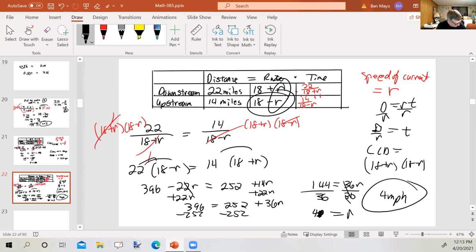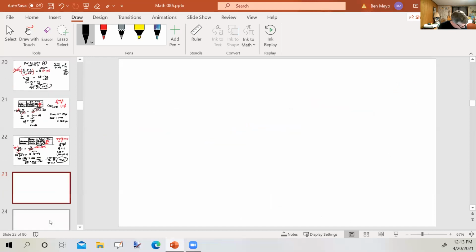You good to go or still working on that one? Good to go. All right, one more before we set you free. This says comparing investments.